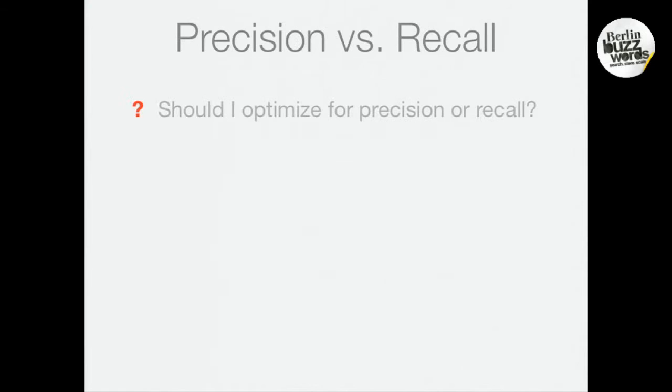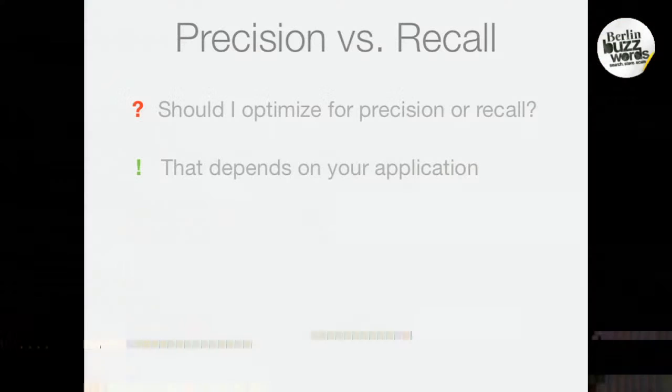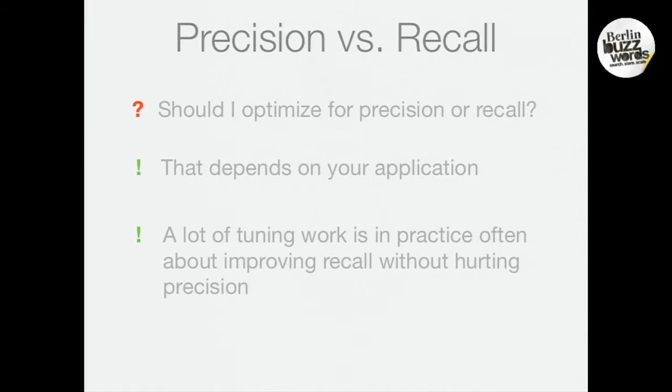So should I optimize for precision or recall? We need both, but you usually get one and not the other. And I think that largely depends on your application. So for compliance applications, litigation stuff, where you don't want to miss any potentially relevant hit, you optimize for recall. Other applications where multiple answers might serve the user's information need, and you have lots of different good answers, then perhaps you should optimize for precision. But in practice, I think a lot of tuning work is about improving recall without hurting precision too much.